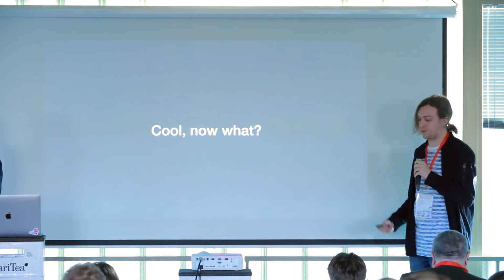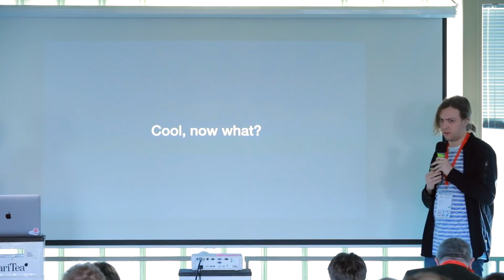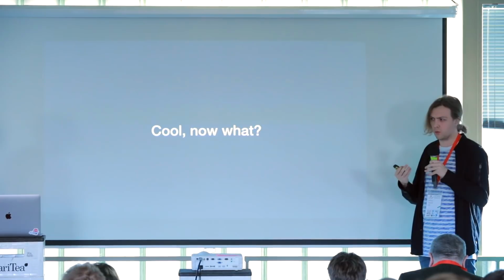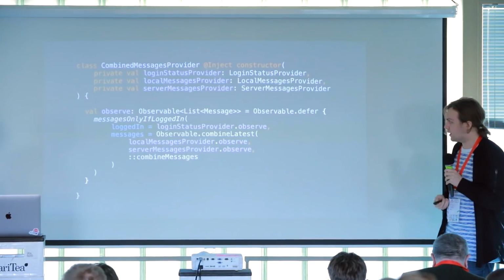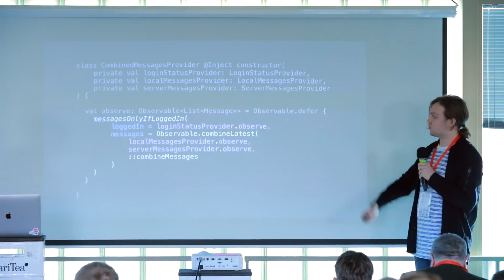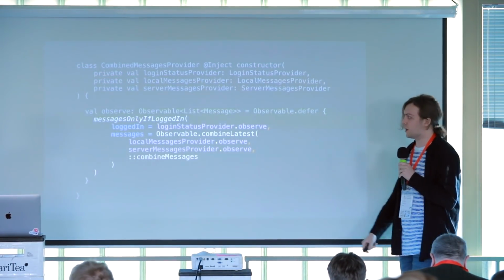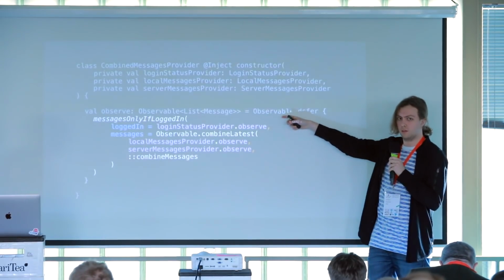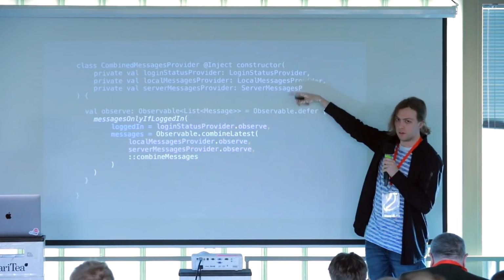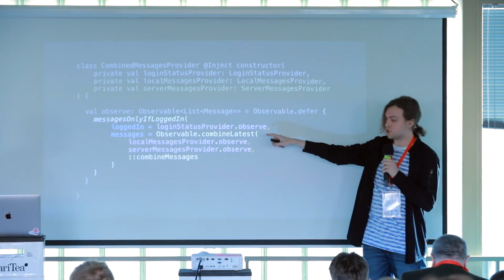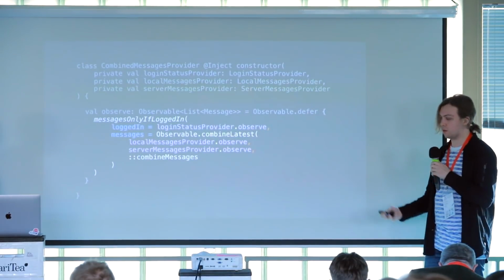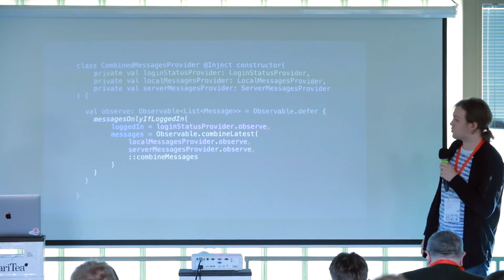We have those two functions, but I mean, they are not used yet anywhere in the code. First of all, where do we get this logged in state from? Where do we get the messages from? How do we use it? Pretty simple. We take our combined messages provider, remove everything from there, and just use our functions. So we have messages only if logged in. We pass the logged in state as a parameter from the provider. And as messages, we pass the result of the combine messages function. So yeah, we now use two tested functions in our code, which is great.